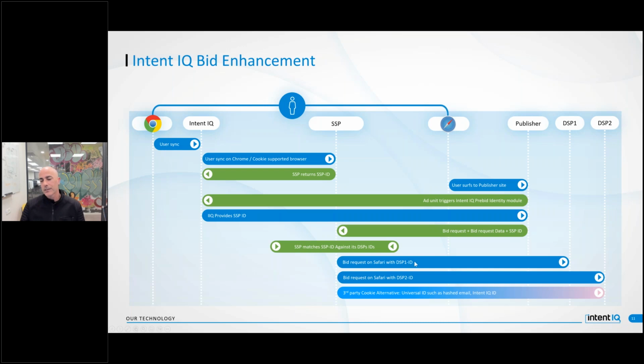In this case, we are seeing two DSP, DSP1, DSP2, and in general, right now, the biddable currency would be those buyer ID, but in the future, it could be any universal ID, could be the hashed email, it could be the IntentIQ ID, or any other currency. So assuming everyone understood that slide, I'm going to switch to the next one.